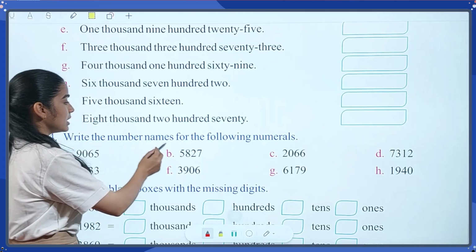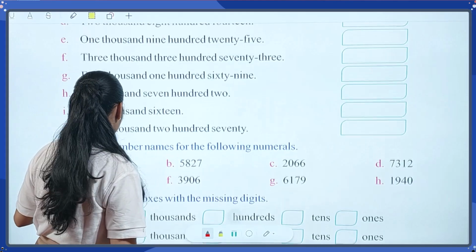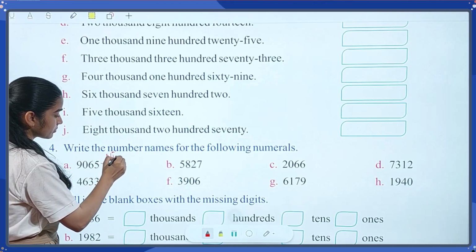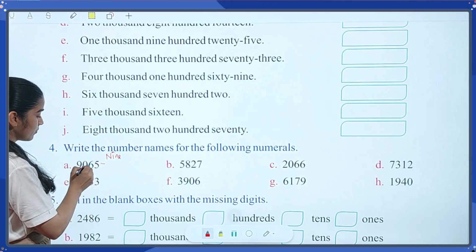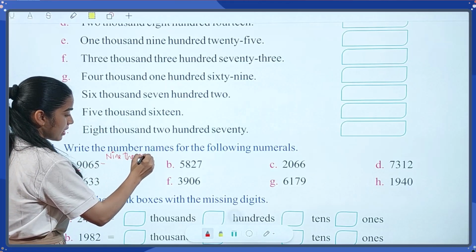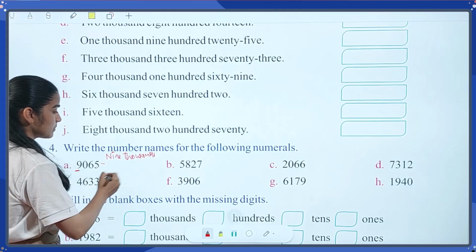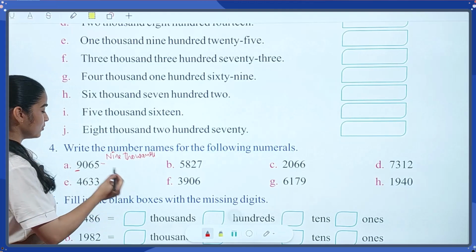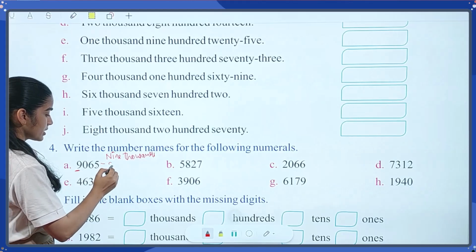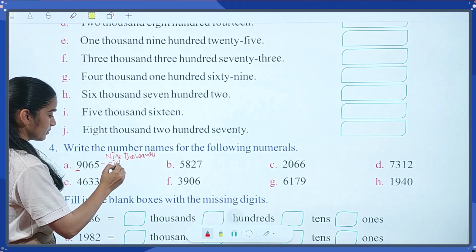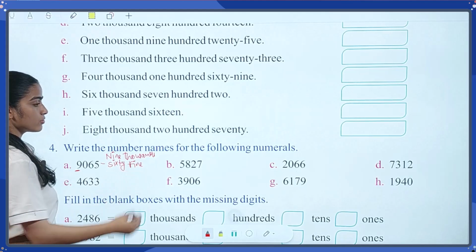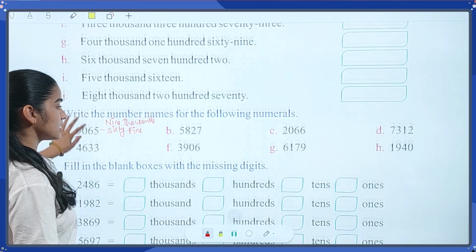Write the number name for each of the following numerals. So for this, how can you write? First, 9000. In this you now have to learn the spelling of thousand first, then you have to write it. After that we have 9000 only, then 65. Okay students, so you can write the number names for the rest of the parts.